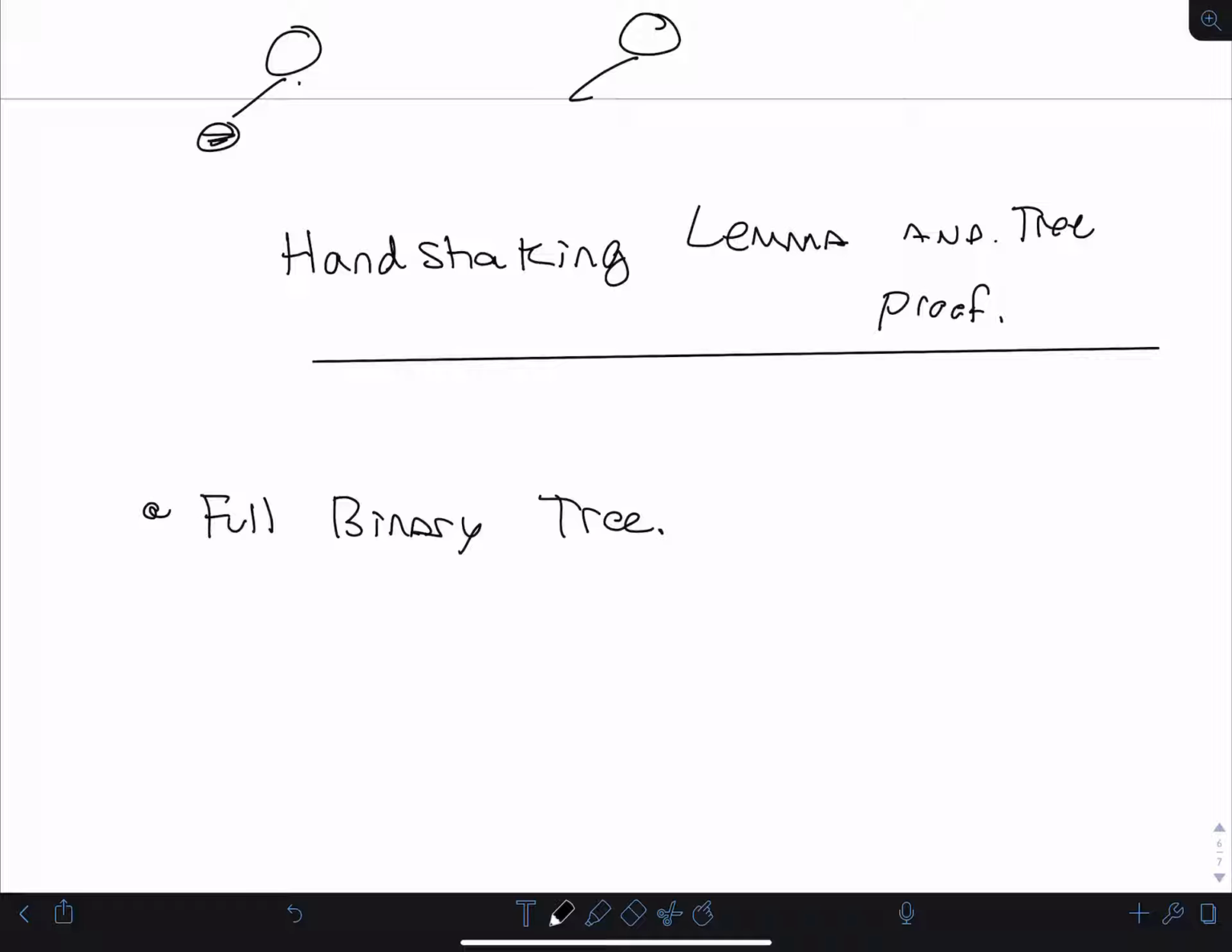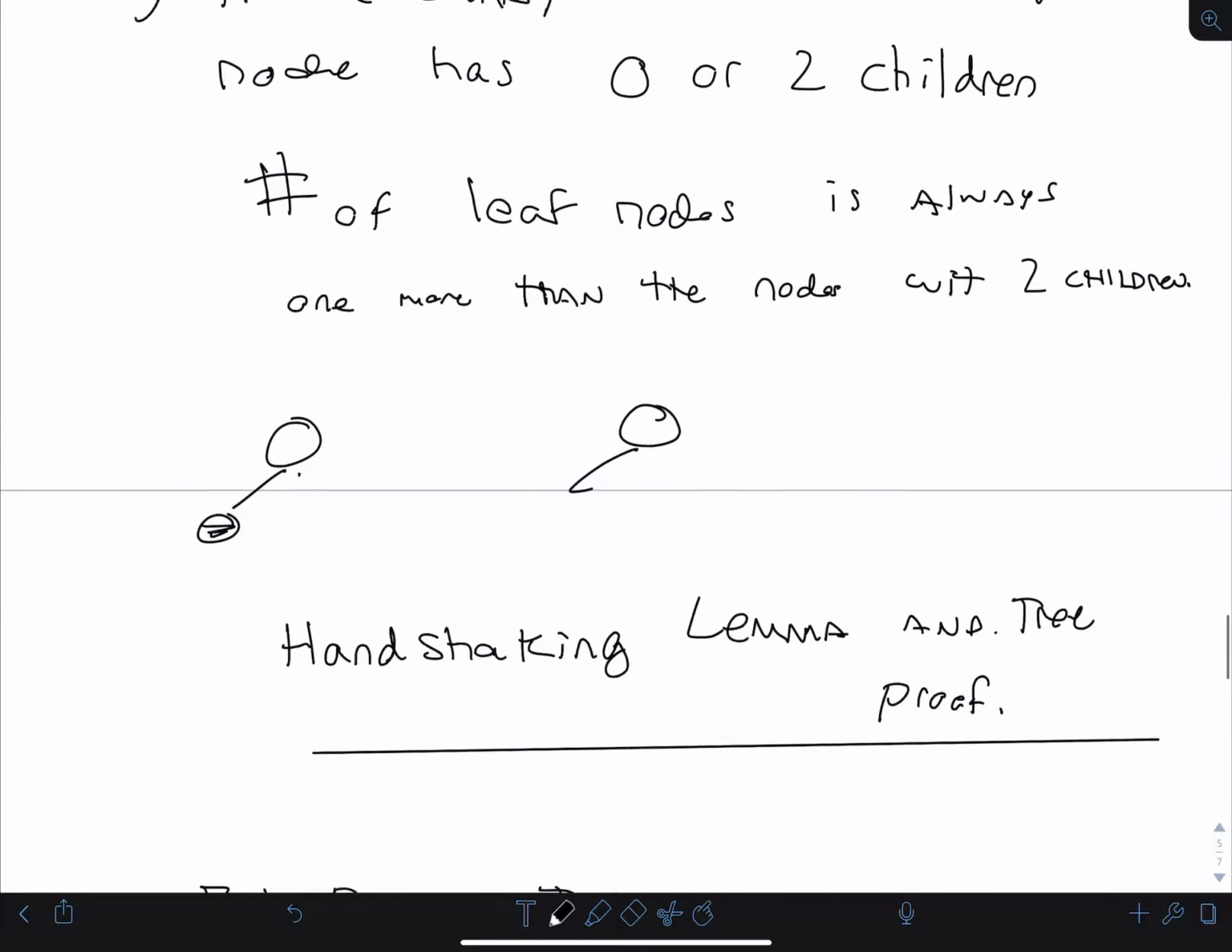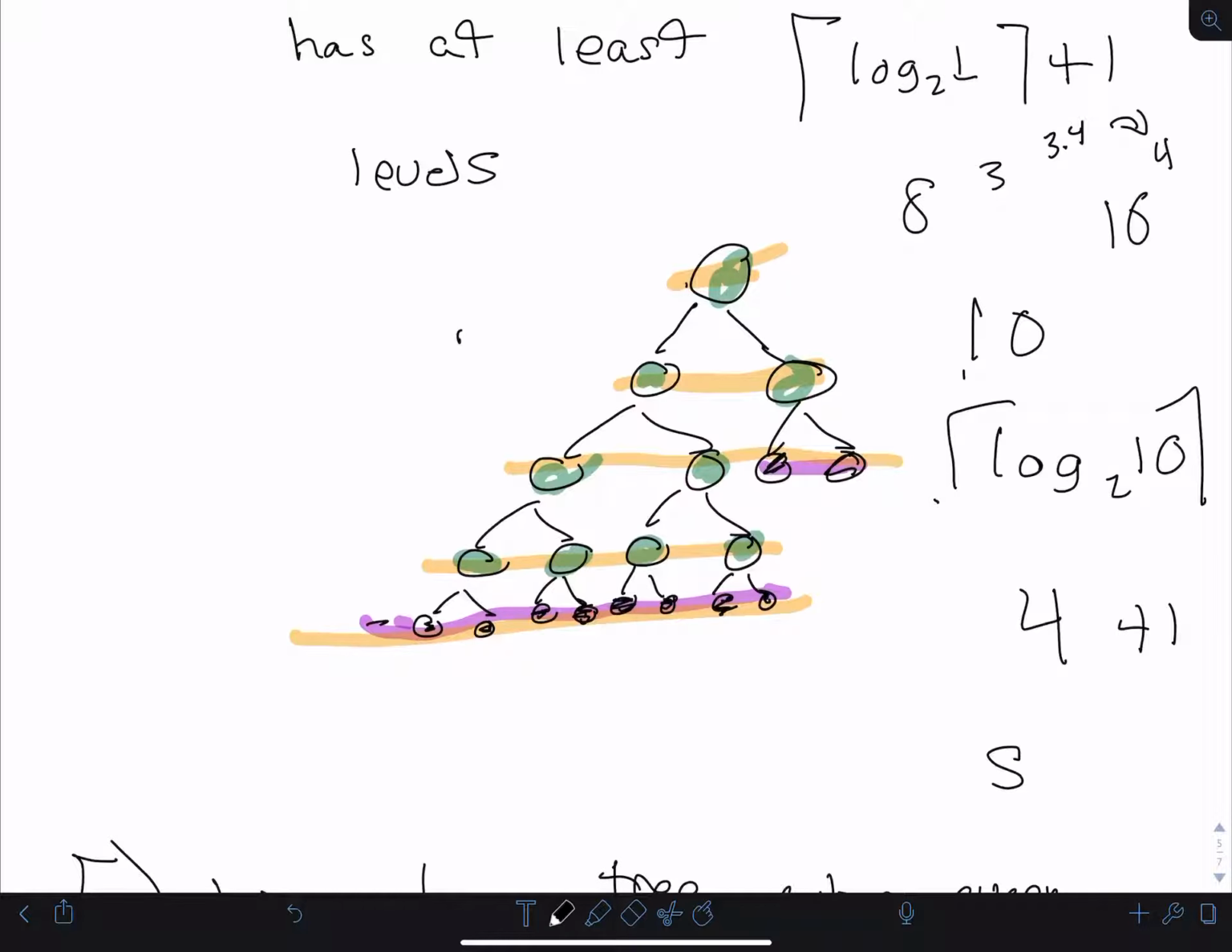So what is a full binary tree? A binary tree is considered full if every node has 0 or 2 children. That's what makes a binary tree full. 0 or 2 children. So is this a full binary tree? Yeah, because we just said that it doesn't have any single parents, basically. So yes, this is a full binary tree because there are no nodes that have one child. They either have 2 children or they're leaf nodes with 0 children.